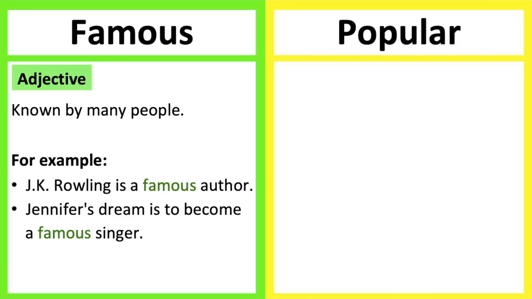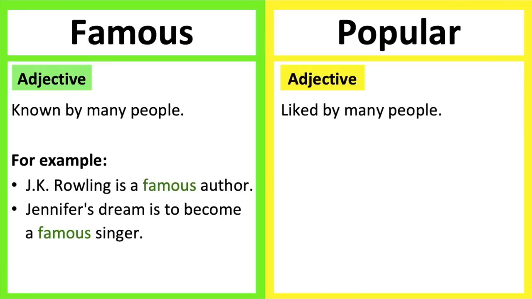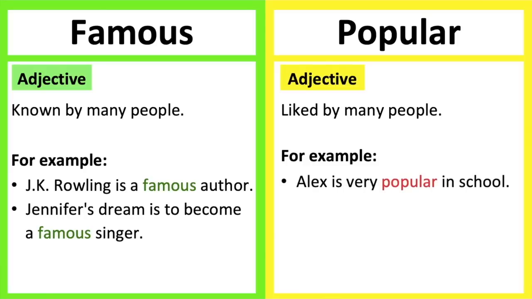Popular. Popular is an adjective. It's used to describe a person, place, or thing that is liked by many people. For example, Alex is very popular in school. So many people like Alex. Football is a popular sport. So here I'm saying that football is liked by many people.